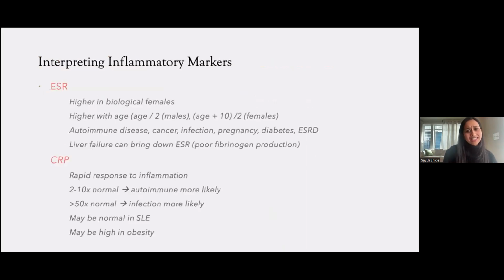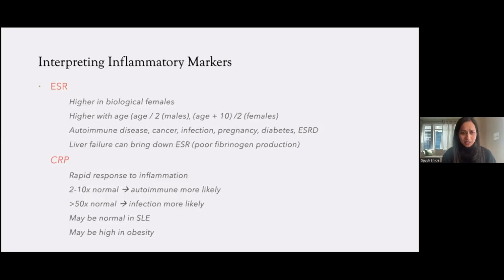And then a brief aside on interpreting inflammatory markers. We always order these and they can be really hard to interpret. One thing to know is that ESR varies with age. A good rule of thumb is that in males, you can divide their age by 2 for the normal range, and in females, you add 10 and divide by 2. Again, that's not perfect, but it's just a rule of thumb.